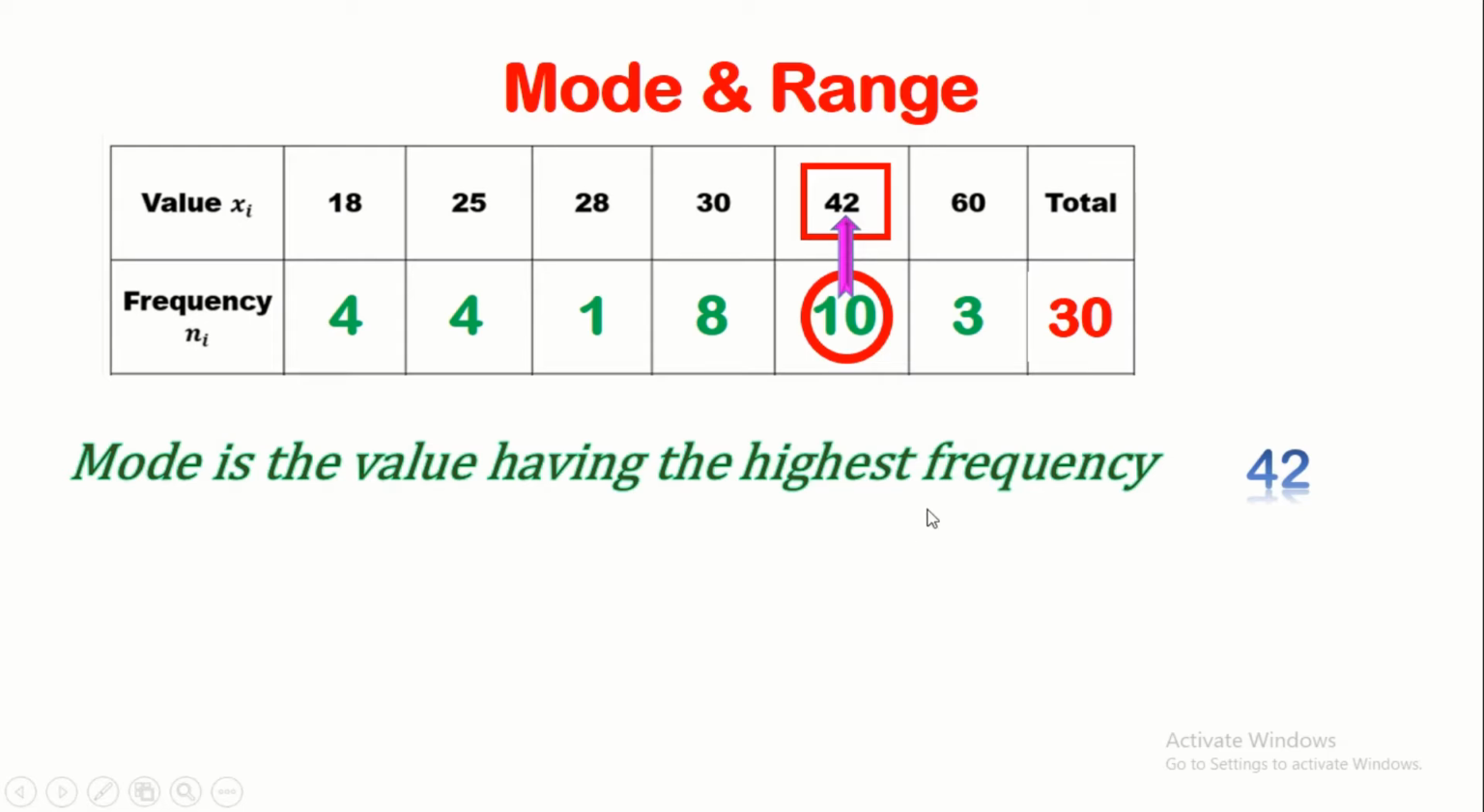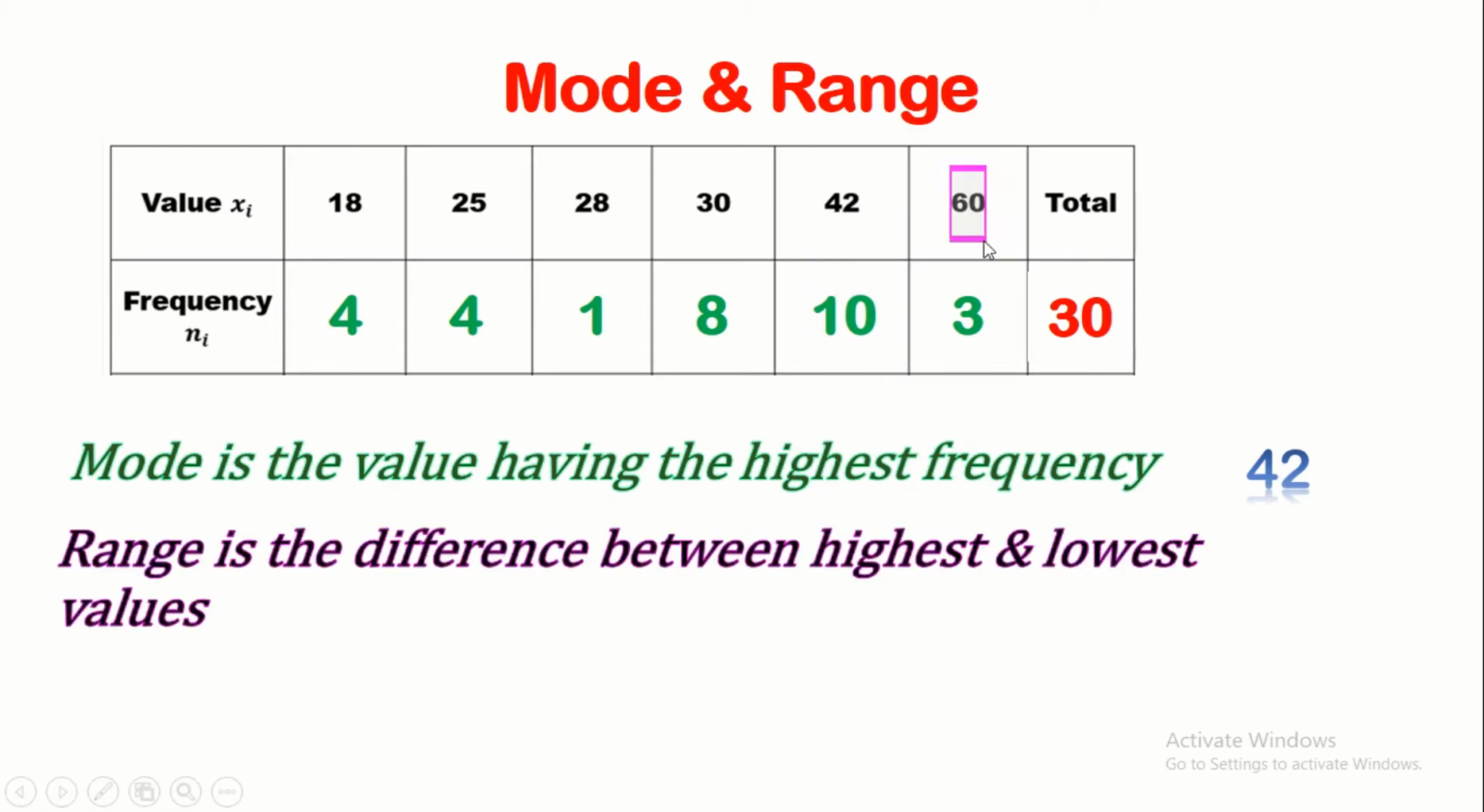Now what about the range? Actually the range is the difference between the highest and the lowest value. So it's 60 minus 18, it gives us 42. Here it's completely by chance to have the range 42 and the mode 42. They are not necessarily the same.